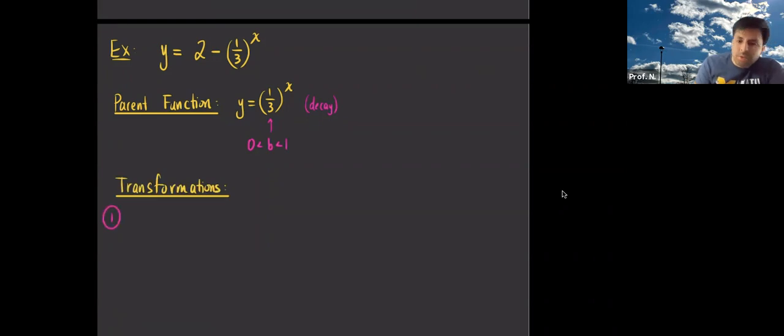There's only two of them. So can anyone identify the two transformations that I apply? And if you want, you can rewrite this as negative 1/3 parentheses to the x power plus 2. I don't know if that might help a little bit.